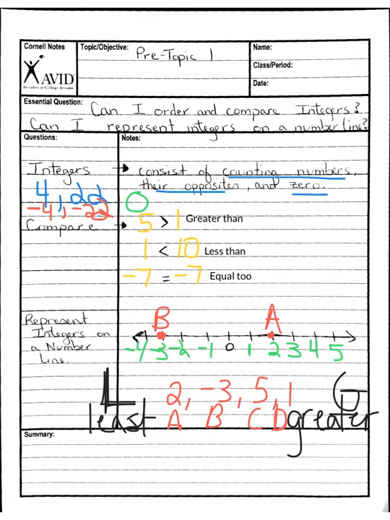C is 5, so we can put our C here. And our D is a +1, and so we can put our D right there. So our goal for today is to be able to say which numbers are bigger or smaller, and then also to be able to place them on the number line. So we'll do some practice with that. That's it.